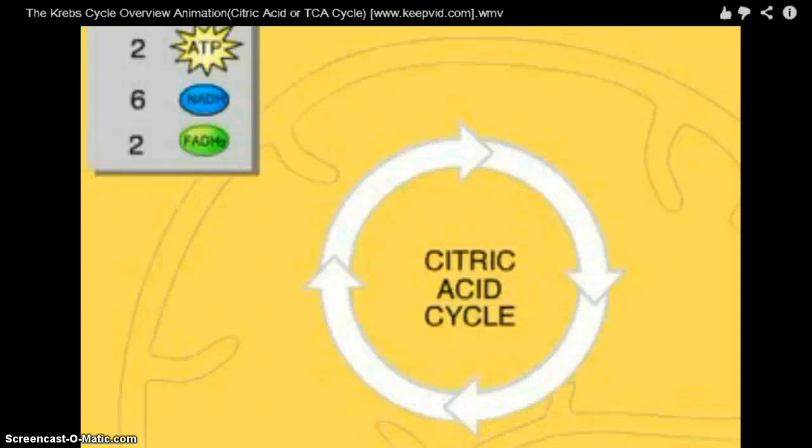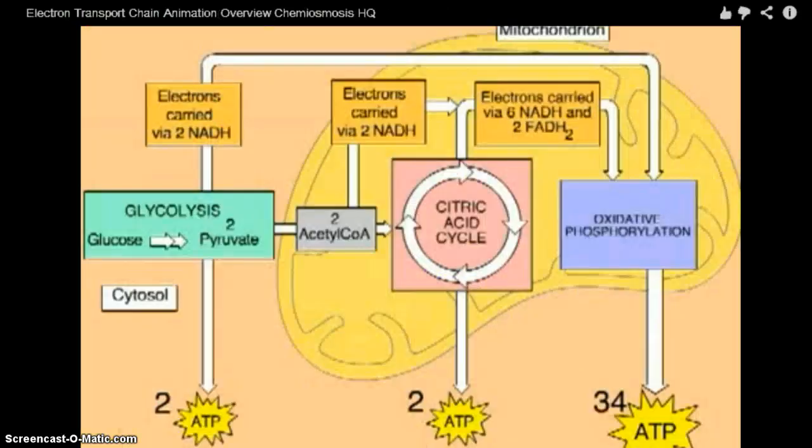Now for the next stage, we're going to use all those NADHs and FADH2s to actually produce ATP. Okay, so let's take a quick overview of what we already know.